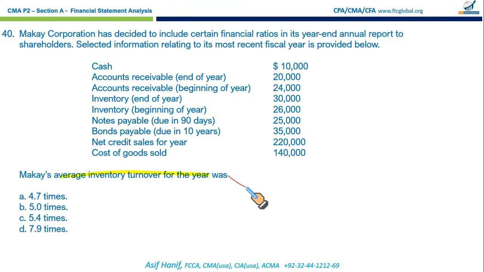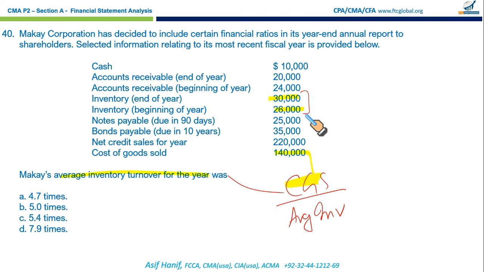So again, we're looking for CGS and average inventory figure. Rest of it is just time waste. Let's see. Do we have CGS? Yes, right here. Do we have average figure for the inventory? Right here. Opening and closing. See, you save a lot of time and every second counts in your exam.